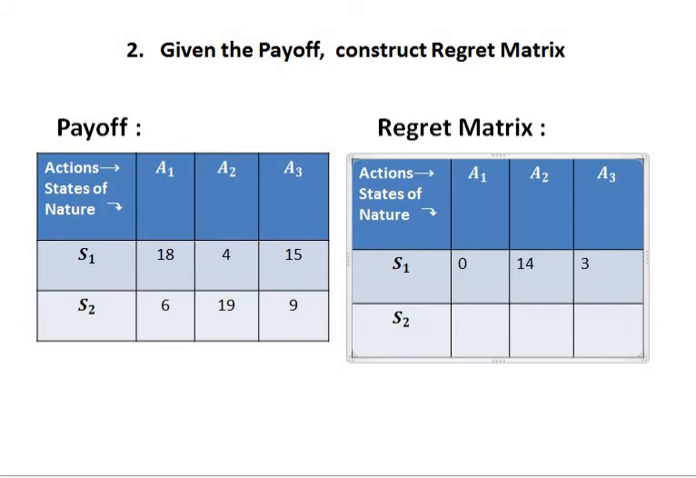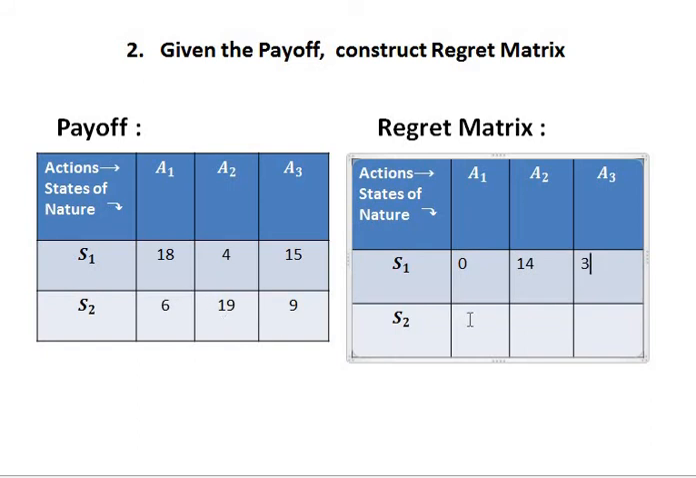Now you might have understood. Right now you have to consider states of nature one by one. Now go to the second state of nature. What we observe? 6, 19 and 9. So here 19 is the maximum. So we are going to subtract all the values in that particular row from 19.